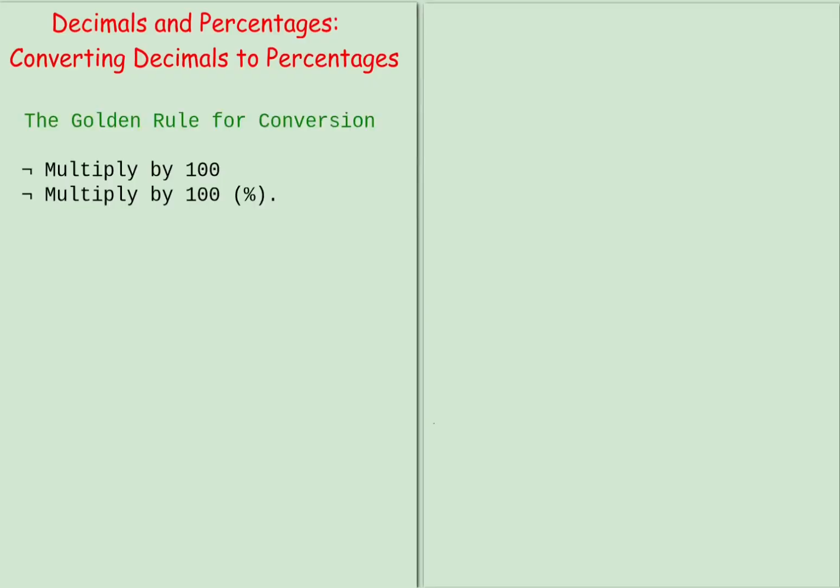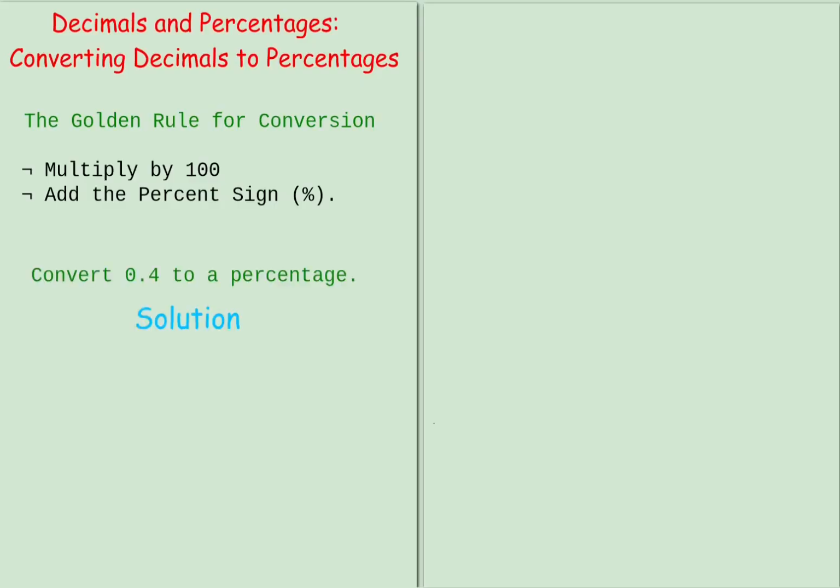As I said earlier on, here is the golden rule. If you have any decimal at all and you want to convert it into percentage, quickly multiply it by 100, and then you add the percentage sign. That is all. What do we mean by that? Let's take some examples and see how we can apply this basic rule.